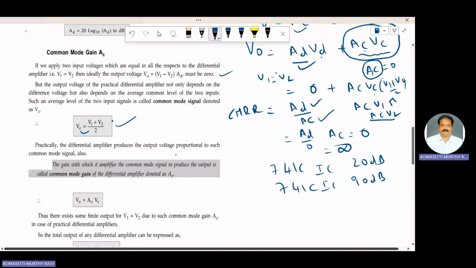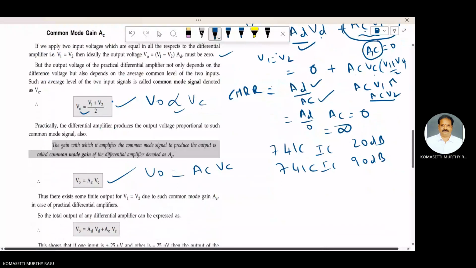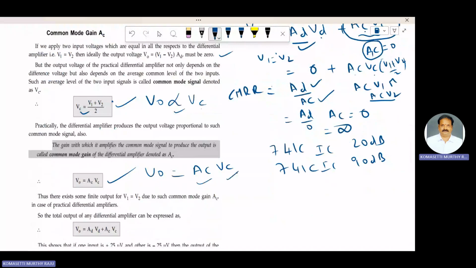Practically, the differential amplifier produces an output voltage proportional to such a common mode signal. To eliminate this proportionality, we use a proportionality constant. V0 is equal to AC into VC. This is the expression. The gain with which the amplifier amplifies the common mode signal VC to produce the output V0 is called the common mode gain of the differential amplifier, denoted as AC.